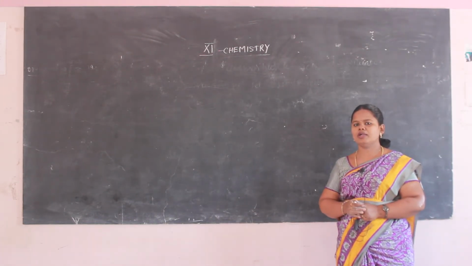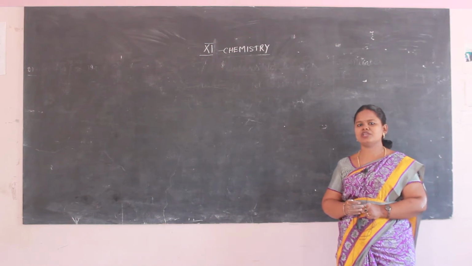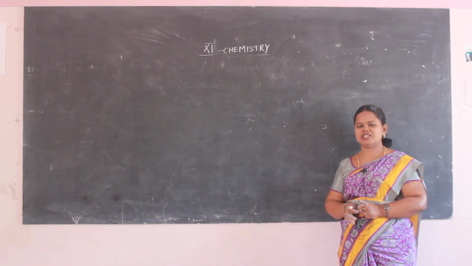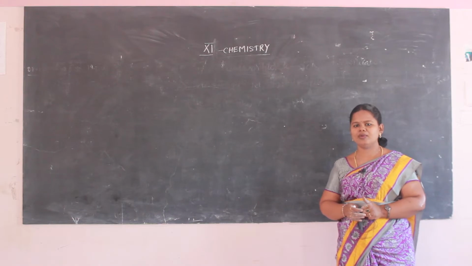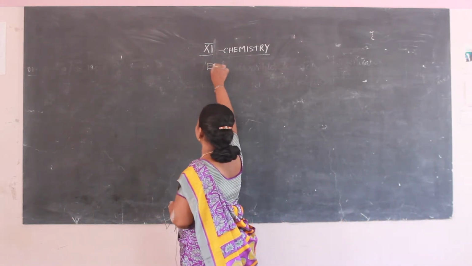So already we have learned about the periodic trends in chemistry. What are the periodic properties? They are atomic radius, ionic radius, ionization energy, electron affinity, electronegativity. Already we have learned up to ionization energy, and now we will learn electron affinity.